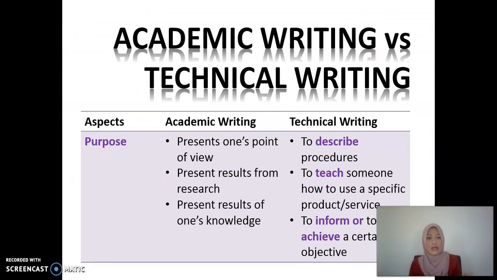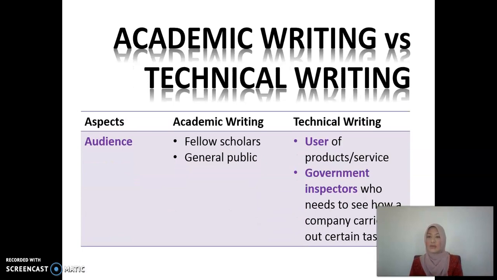If it's academic writing, it intends to present one's point of view or results from a research or results of one's knowledge. But for technical writing, it intends to first describe procedure or teach someone how to use a specific product or service, or to inform, or to achieve a certain objective. Second, it also has differences.